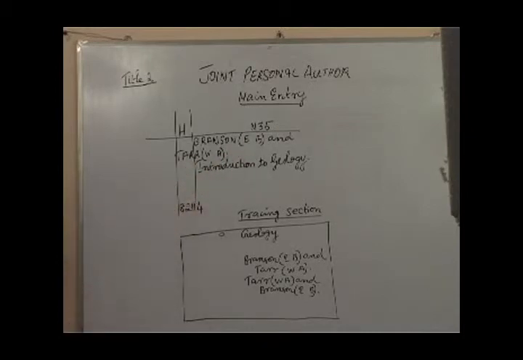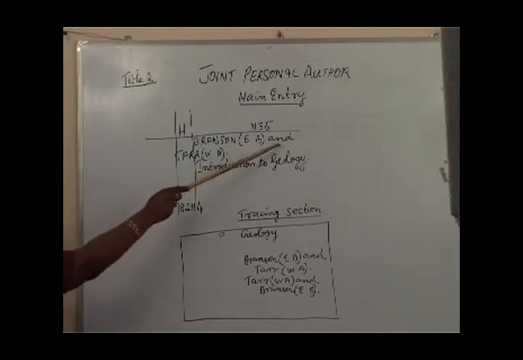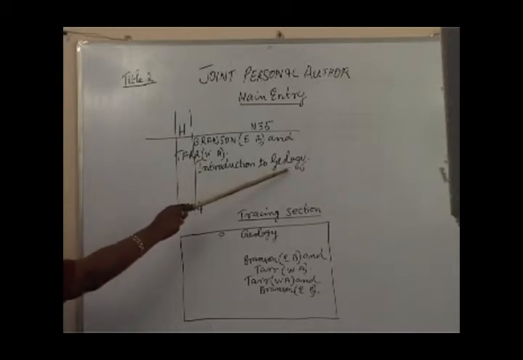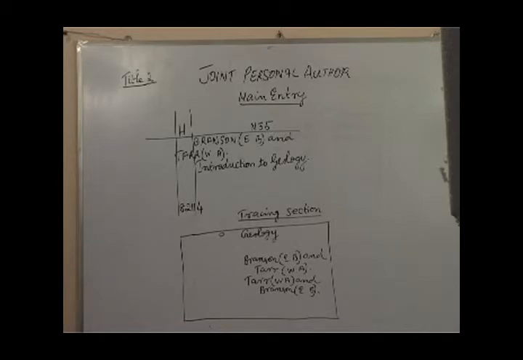And to connect both the authors, we are using the word "and" and copy down the second author in the same format, that is entry element in caps, which is Tarr, and within parentheses the initials of the person. And comes the title section, which is Introduction to Geology. In this title also, we don't have any other information apart from the title, and at the bottommost we have copied down the accession number.